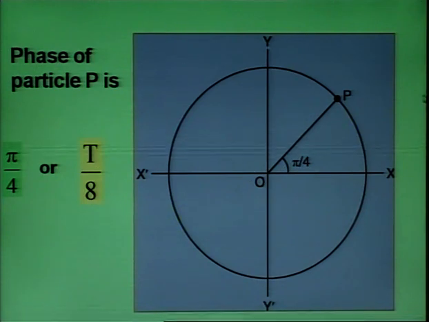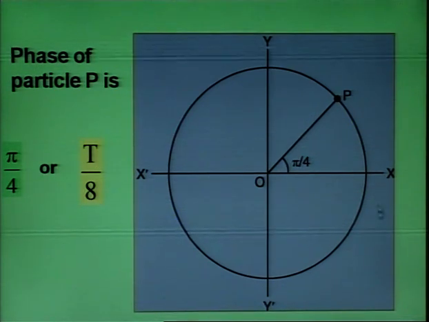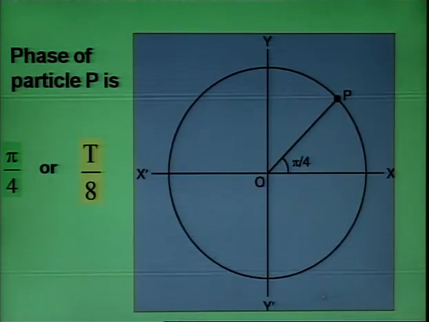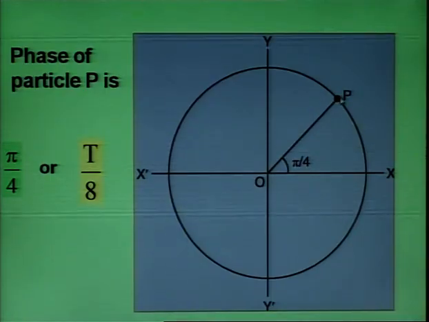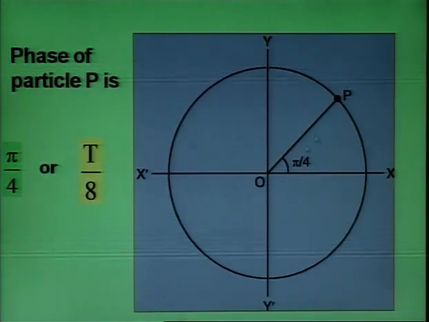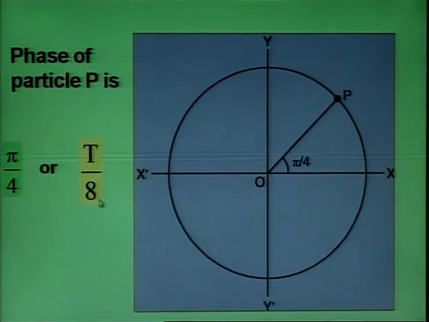For example, this particle P, say this complete circle represents capital T time, and we divide it into 8 equal intervals of time period. So this here is the time period, this is T/8. So in terms of time period, we can say that the phase is T/8.